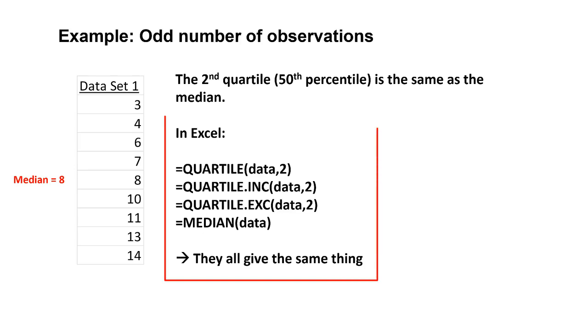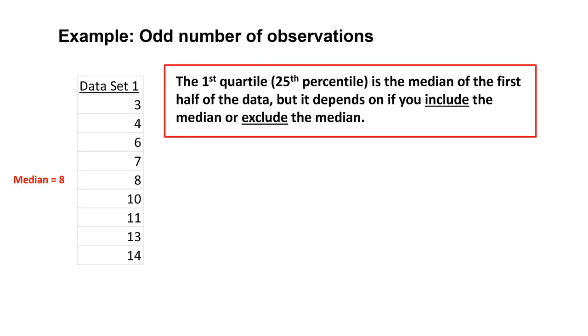So in Excel, if we wanted to compute the median, we could use all 4 of these functions: quartile, quartile.INC, quartile.EXC, with 2 as the second argument, or we could use the median, and these all give the same thing of 8. So again, the first quartile is the median of the first half of the data, if we're talking about an odd number of observations, but it depends on whether you include or exclude the median.